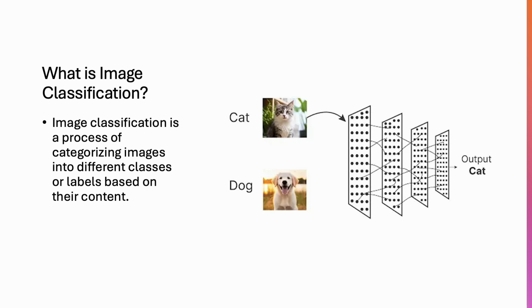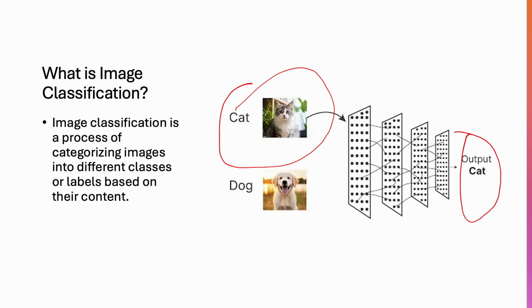So what exactly is image classification? In simple terms, image classification is the process of teaching a computer to categorize images into different classes or labels based on their content. For example, if you show a computer a picture of a cat, it should be able to label it as a cat.